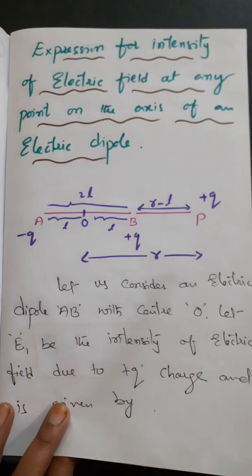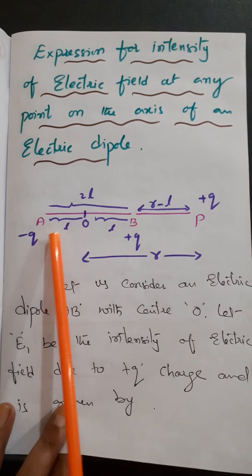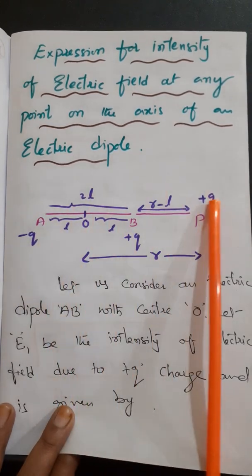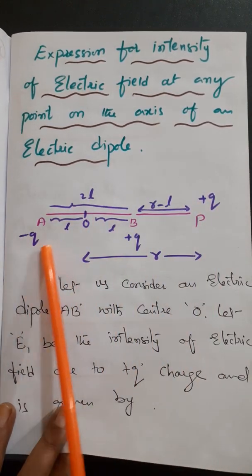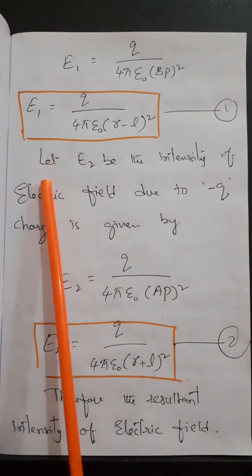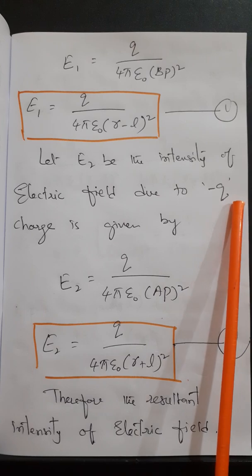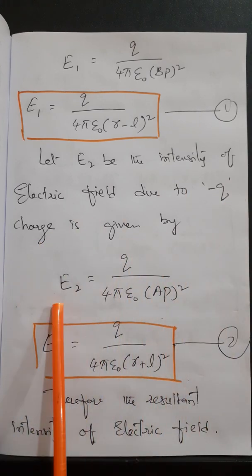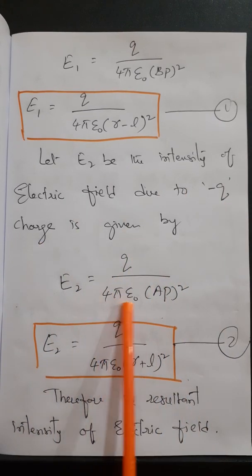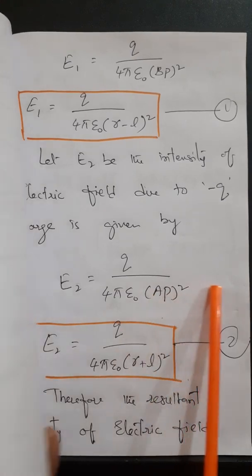Now let E2 be the intensity of electric field at point P due to the minus q charge. So that can be given as E2 is equal to q by 4 pi epsilon naught r square. What is r square here?